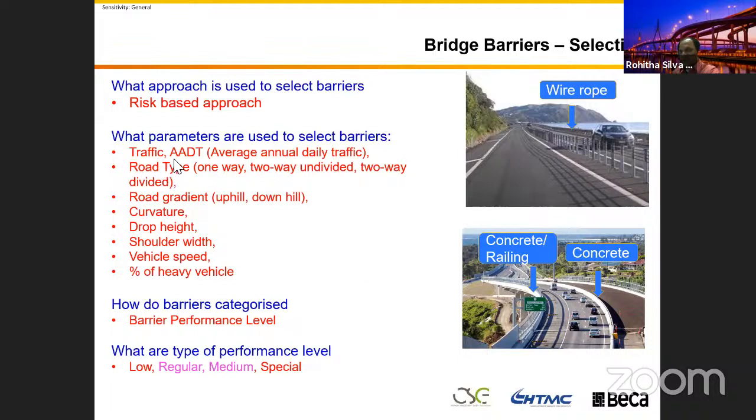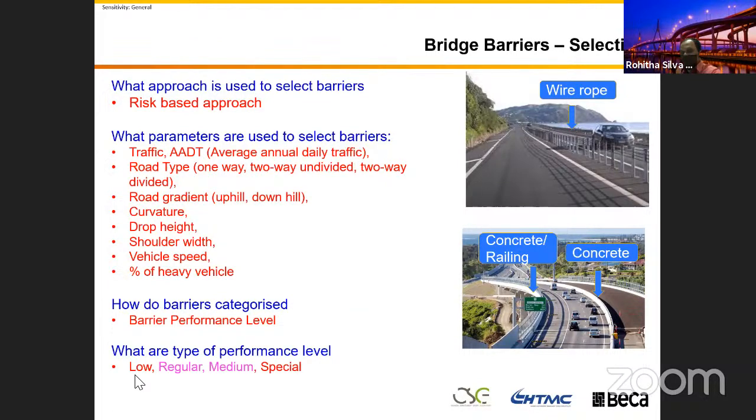I think it's a function at the end of the day of the average annual traffic against the shoulder width, against the speed, and the percentage of heavy vehicles. There are graphs, you can select the bridge barrier performance level. The barrier, what you need, they categorize what they call performance level. Yeah, like we get grades. When we categorize, I'm talking about bridge barriers, please bear with me, it's not the road barriers, bridge barriers.